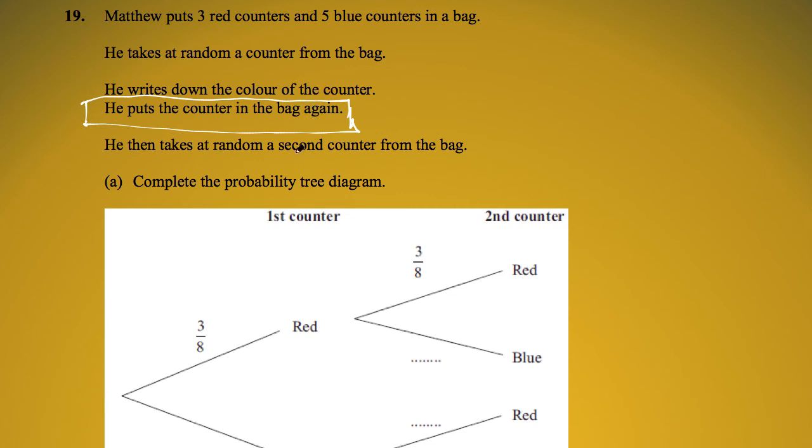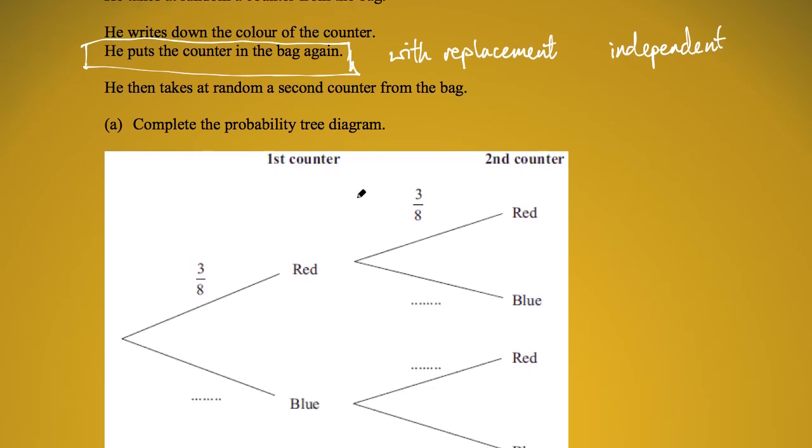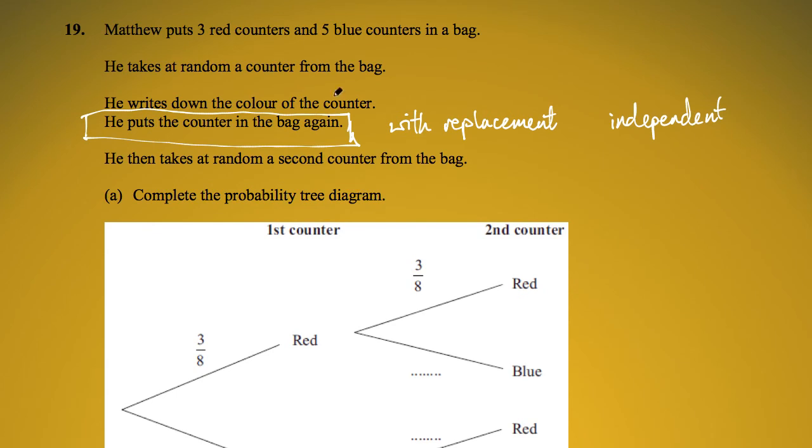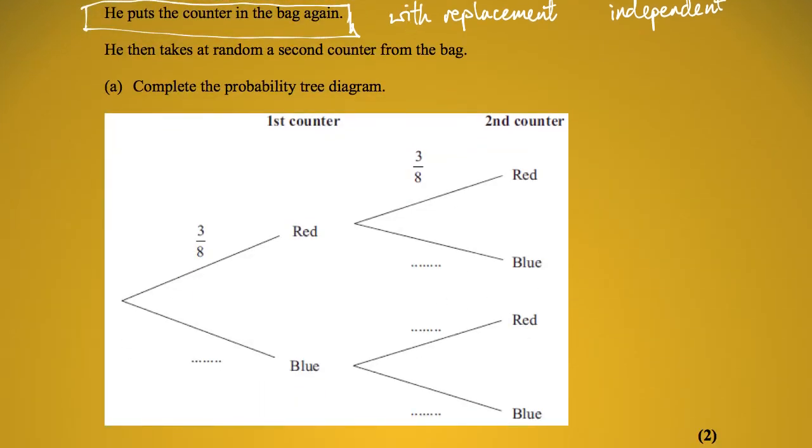He then takes at random a second counter from the bag. This is known as with replacement, because he's replacing the counter in the bag. This means that the choices are independent. You don't need to know that word to answer this question, but it's an important principle in probability. So part A, complete the probability tree diagram. We know that there are 3 red and 5 blue. So 3 out of the 8 are red and 5 out of the 8 are blue.